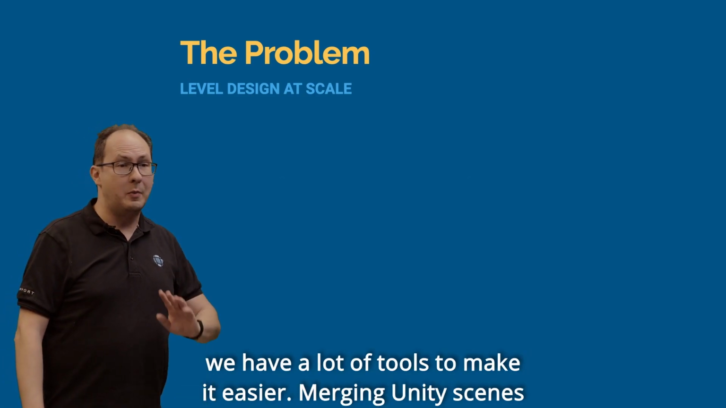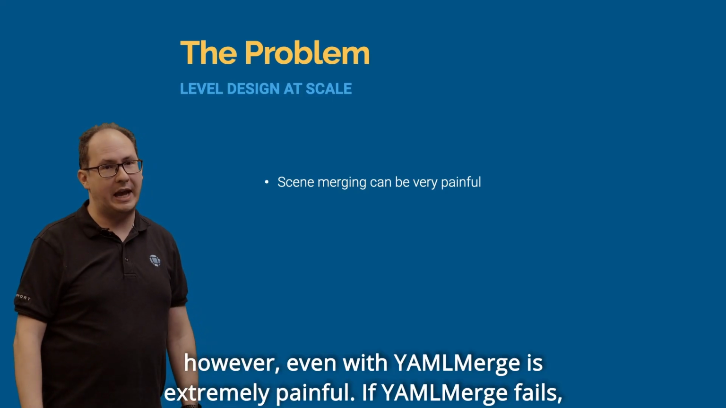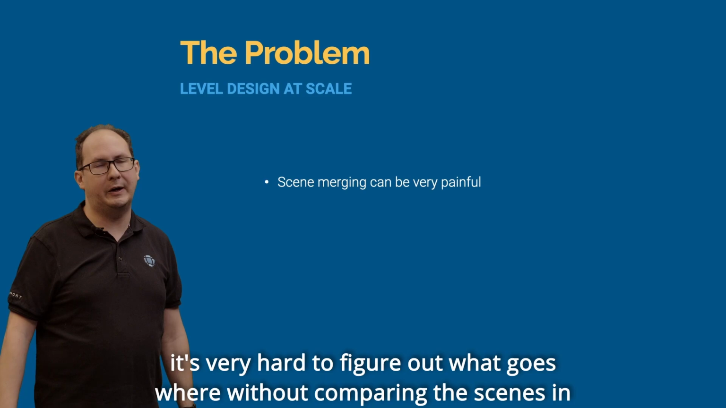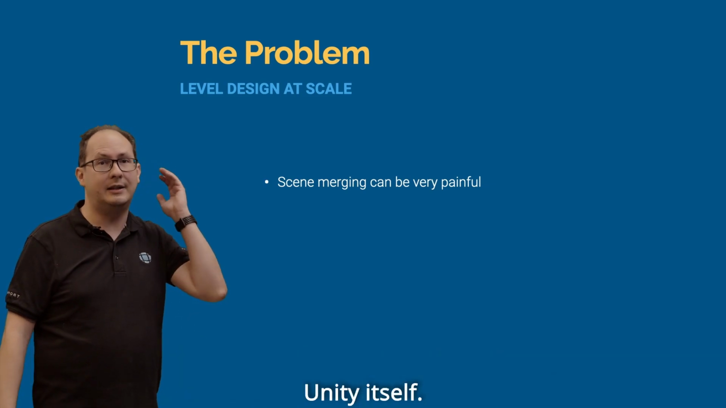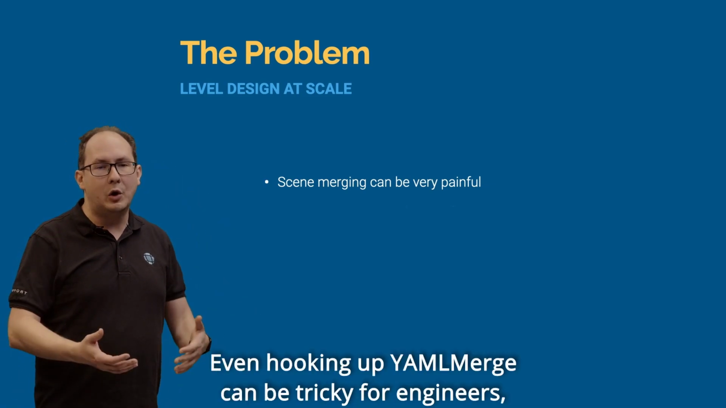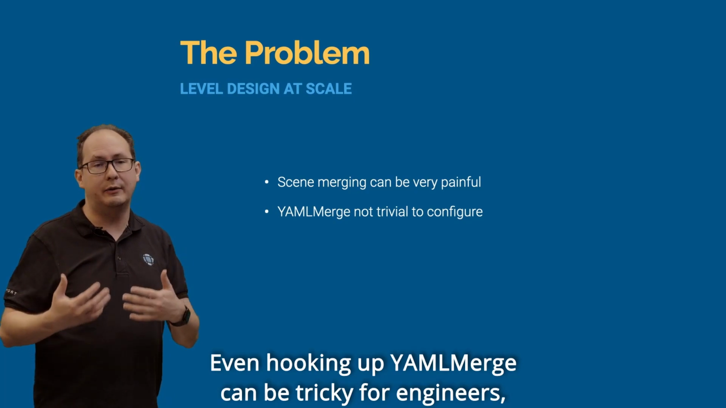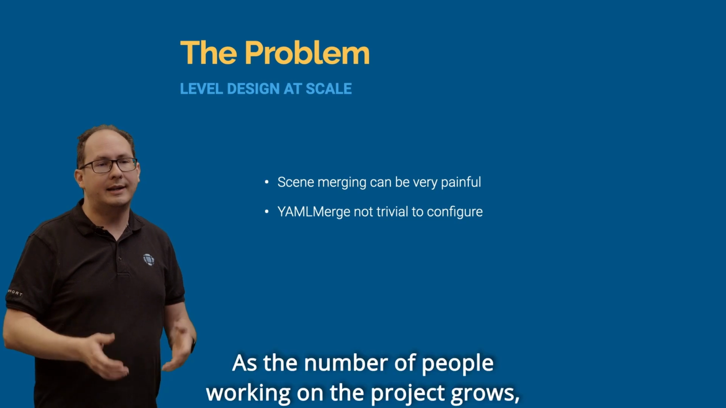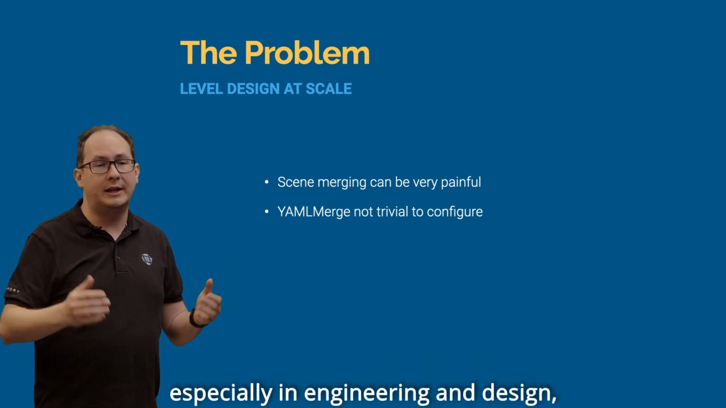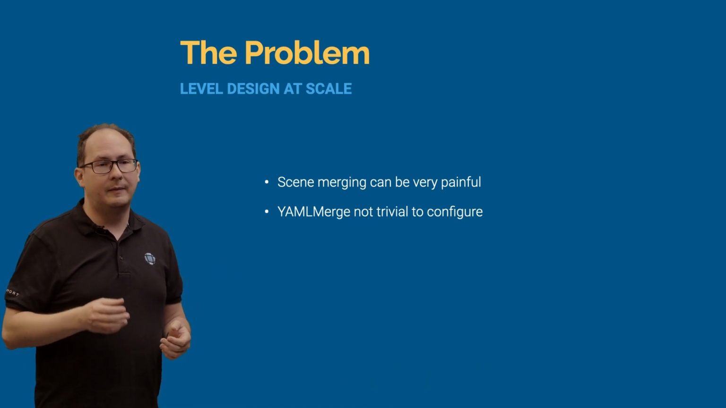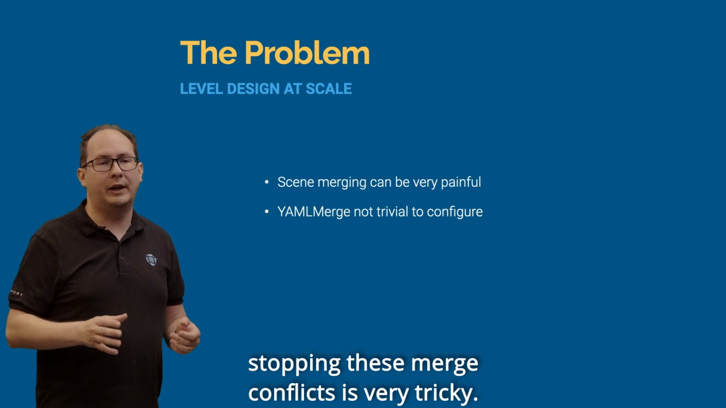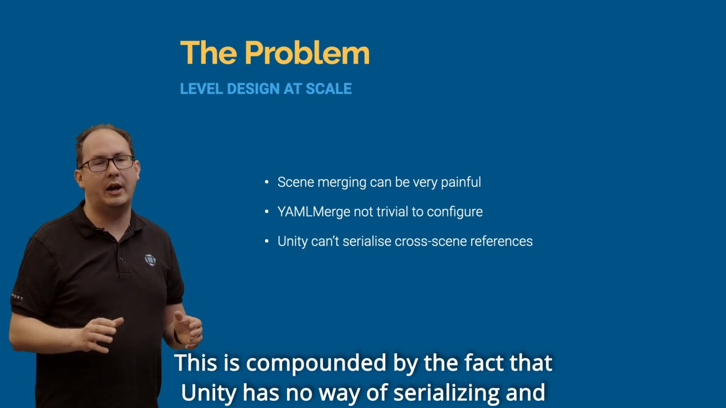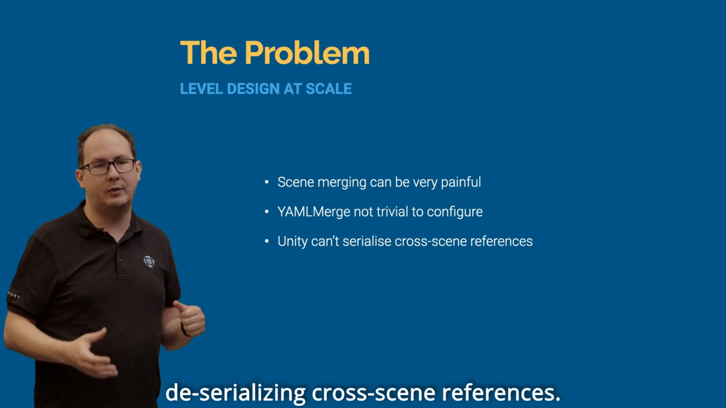Merging Unity scenes, however, even with YAML merge, is extremely painful. If YAML merge fails, it's very hard to figure out what goes where without comparing the scenes in Unity itself. Even hooking up YAML merge can be tricky for engineers, let alone less technical members of your team. As the number of people working on the project grows, especially in engineering and design, stopping these merge conflicts is very tricky. This is compounded by the fact that Unity has no way of serializing and deserializing cross-scene references.